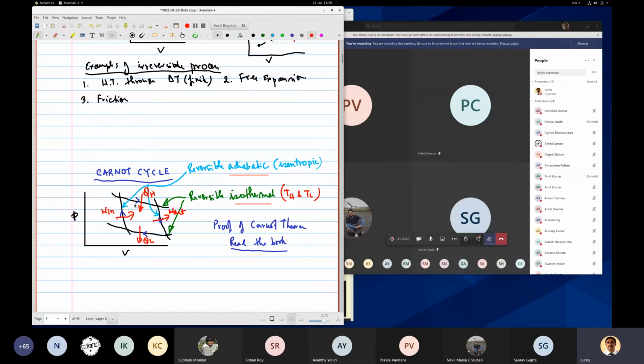So this is the concept of a Carnot cycle, and every process is reversible. So two reversible isothermal processes and two reversible adiabatic processes, right? So you have to read up the book. I have also given you the address of some free books which you can download.